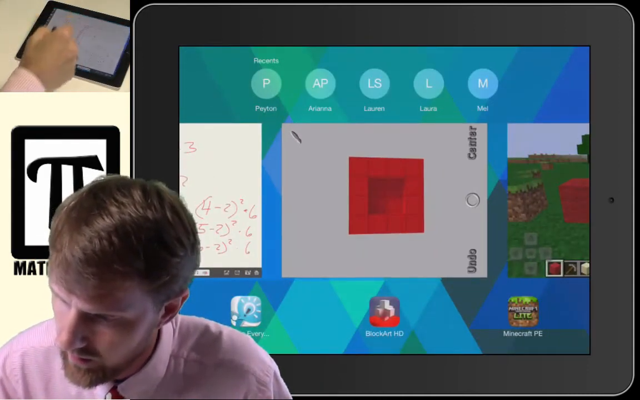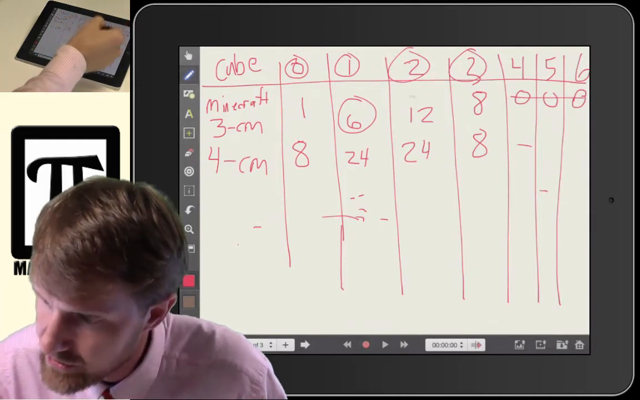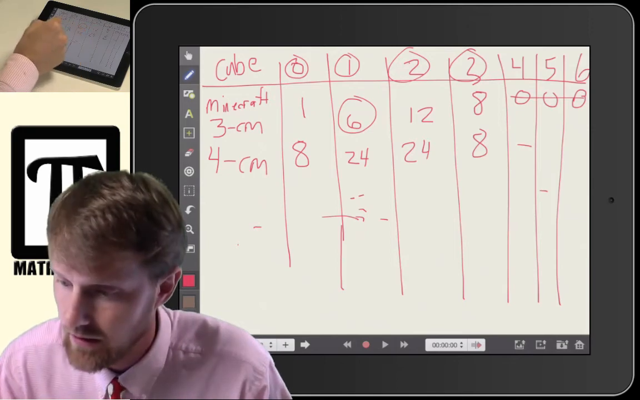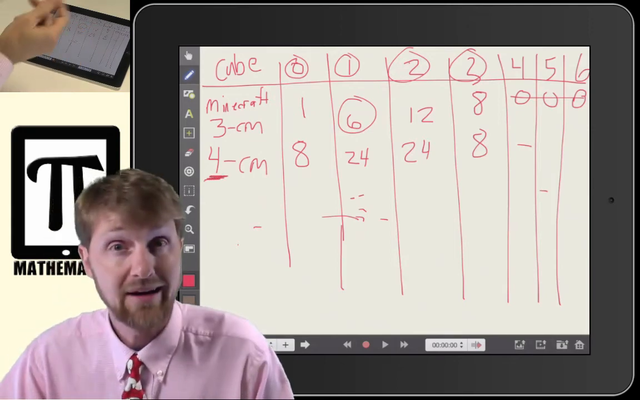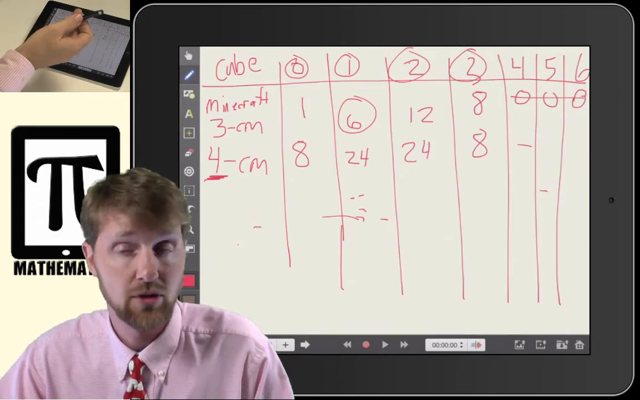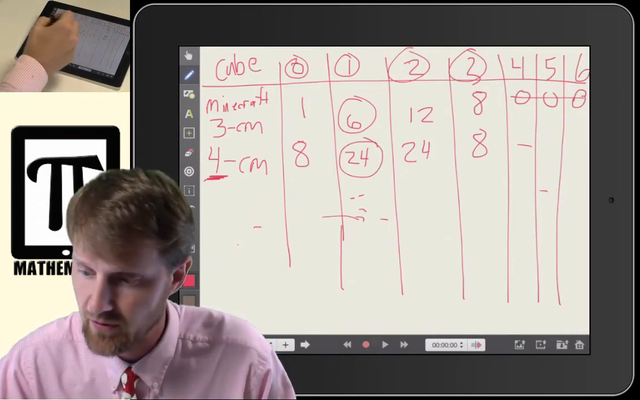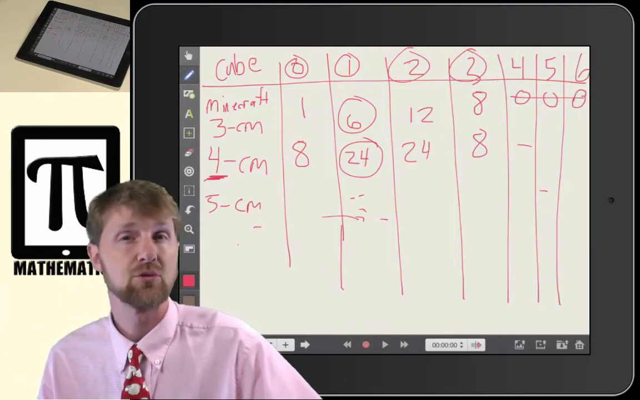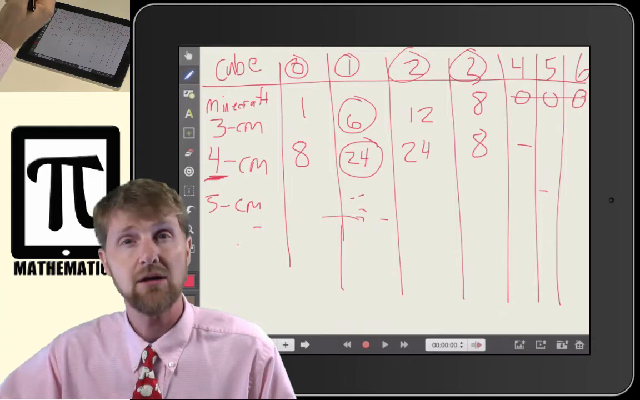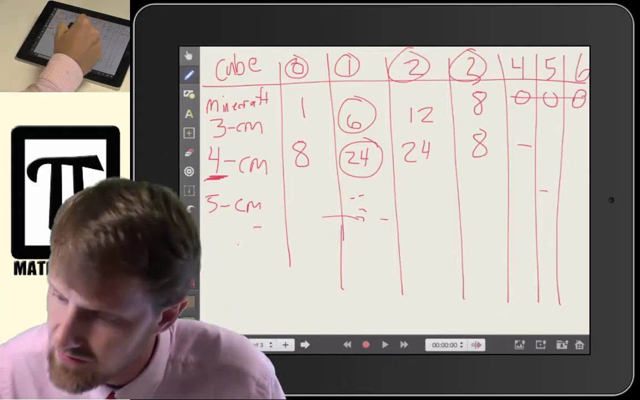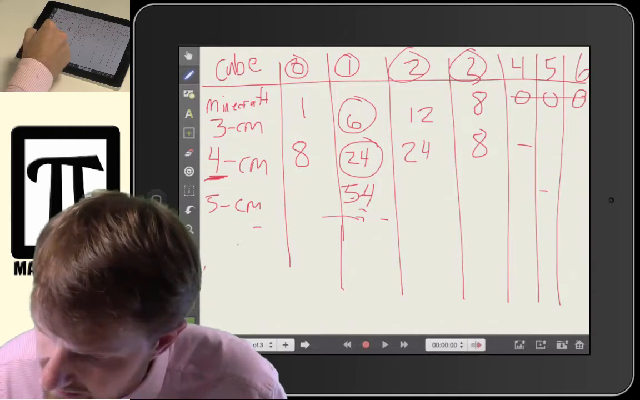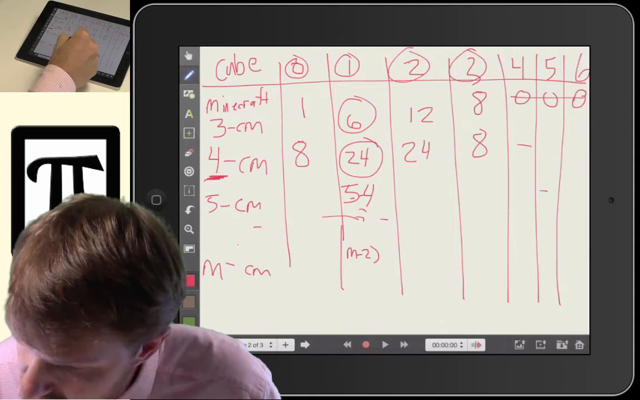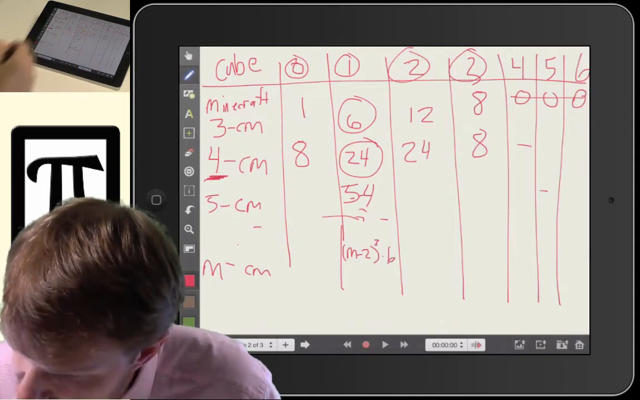Alright, so we have this two-sided. We had m is 4, okay? M was 4, minus 2 is 2, square it, gives you 4 again, multiply times 6 gives you 24. If it was a 5 centimeter, then I'd go 5 minus 2 is 3, 3 squared is 9, 9 times 6 is 54. If I had m centimeters long, then I'd go m minus 2 squared times 6.